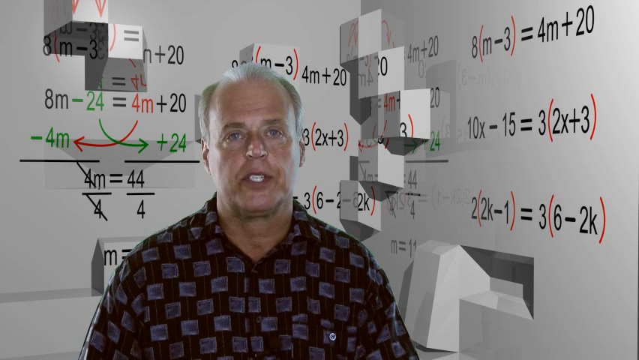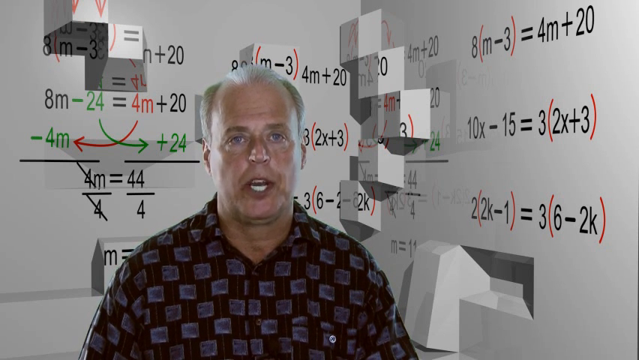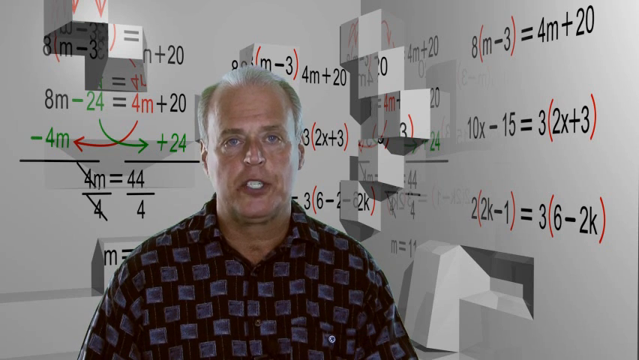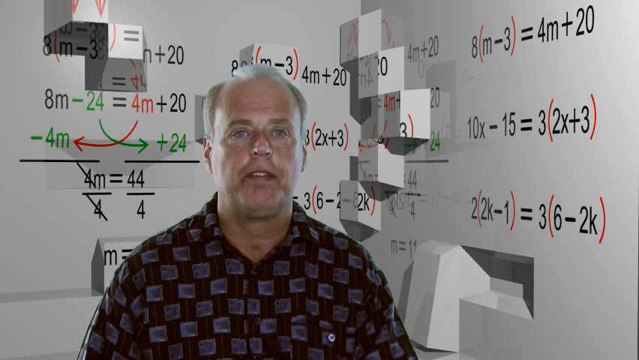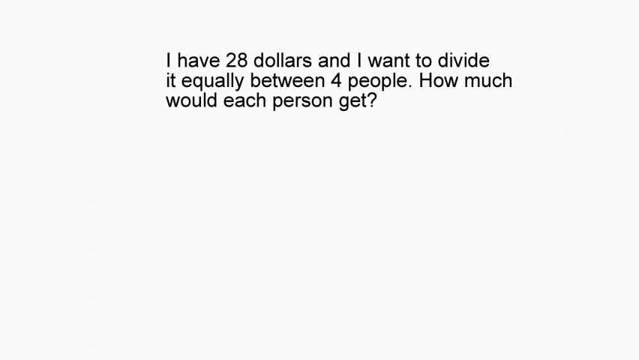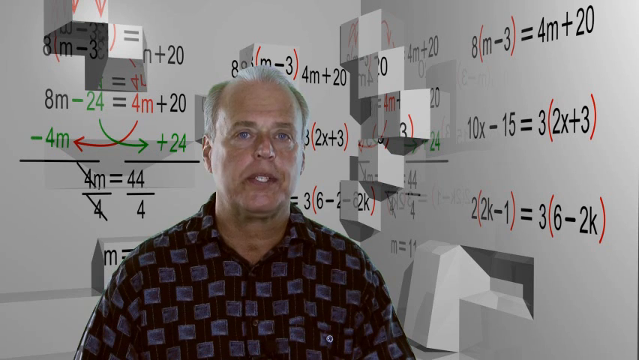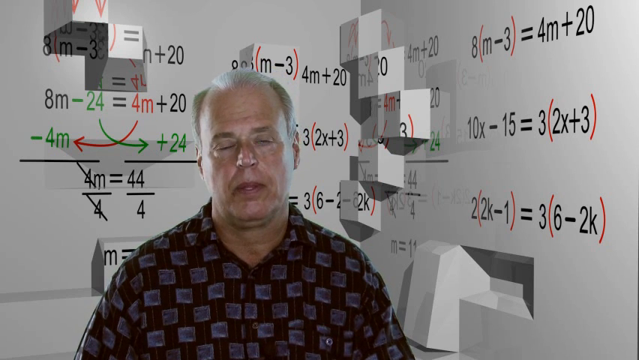So far, we've looked at a simple addition problem, a simple subtraction problem, and a simple multiplication problem. Now let's look at one final arithmetic problem, division. Here's the problem. I have $28 and I want to divide it equally between 4 people. How much would each person get? This is a straightforward, simple one-step division problem.